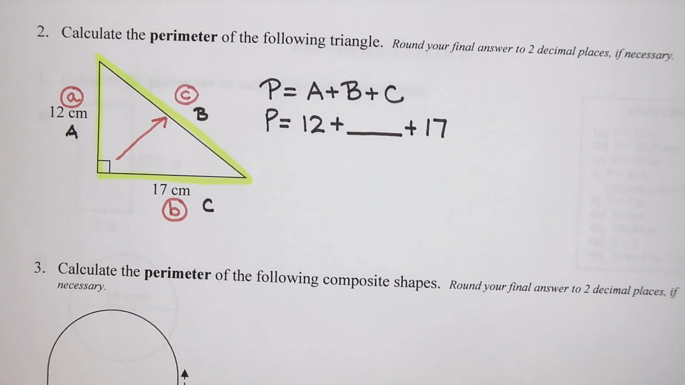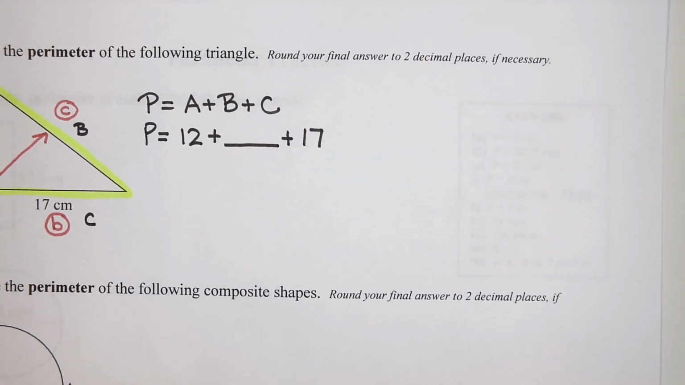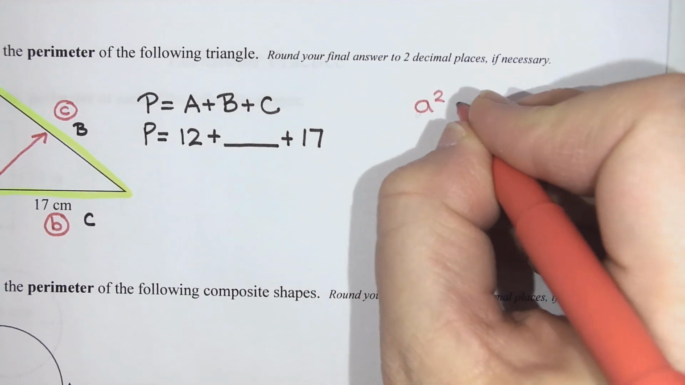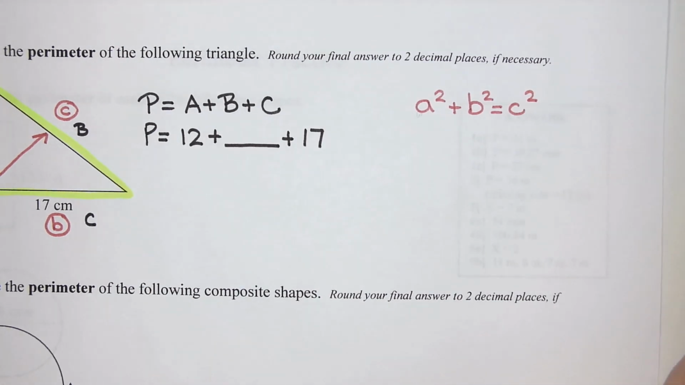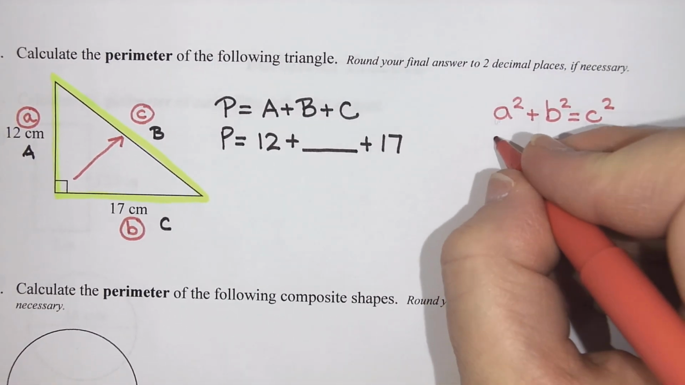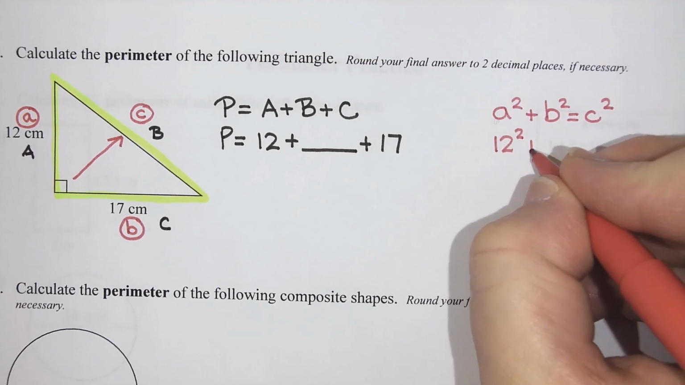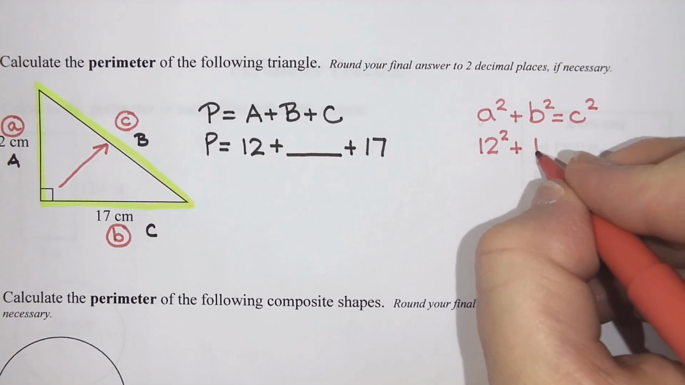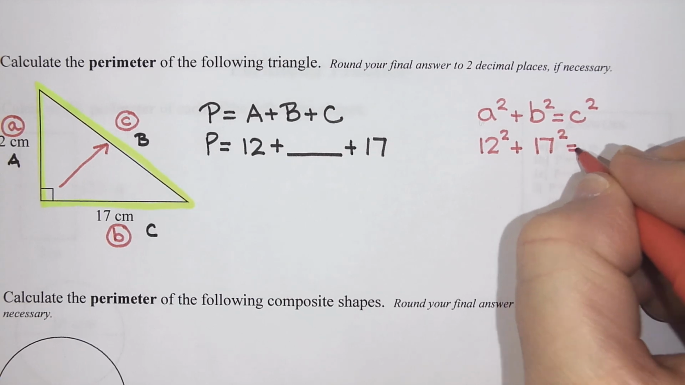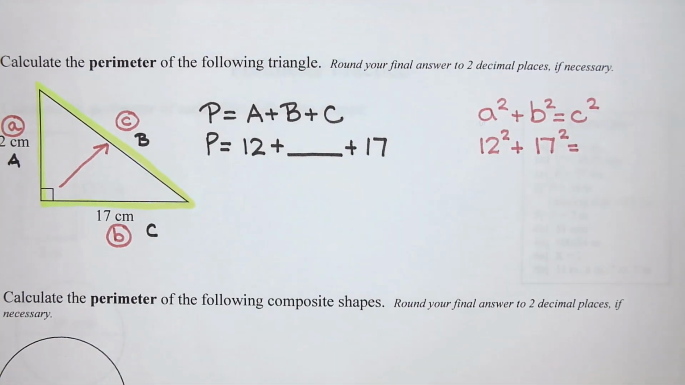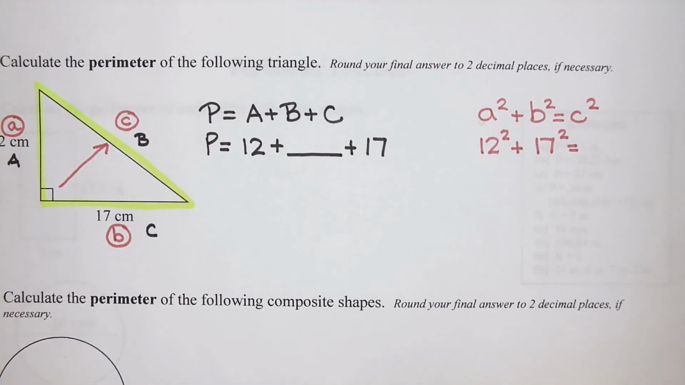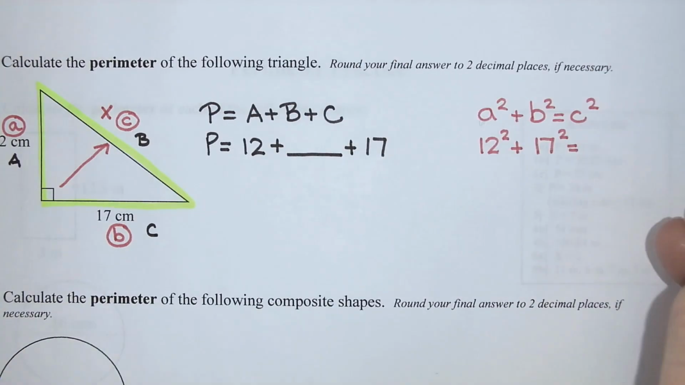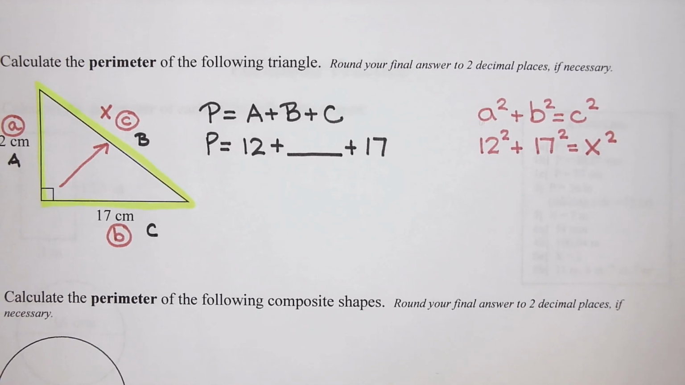Right? The formula for our Pythagorean theorem, I'm going to do it over here, is A squared plus B squared equals C squared. So my side A is 12, so 12 squared, plus my side B is 17, so 17 squared, equals C, which is this side, I don't know. So I could call it B, I could call it X, I could call it anything you want. I think I might temporarily call it X. So I'm going to call that X squared. And then we're going to try to see if we can solve for X.